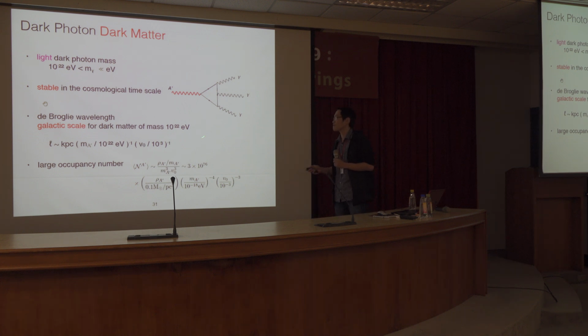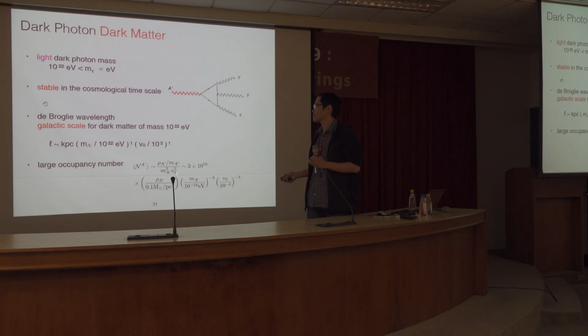The other is the de Broglie wavelength. For example, for 10 to the minus 22 eV, on the galaxy scale, dark matter or dark photon has a de Broglie wavelength of about a kiloparsec. When you choose this mass value, and then choose the typical velocity 10 to the minus 3, this is the scale. So this will change the galaxy scale physics.